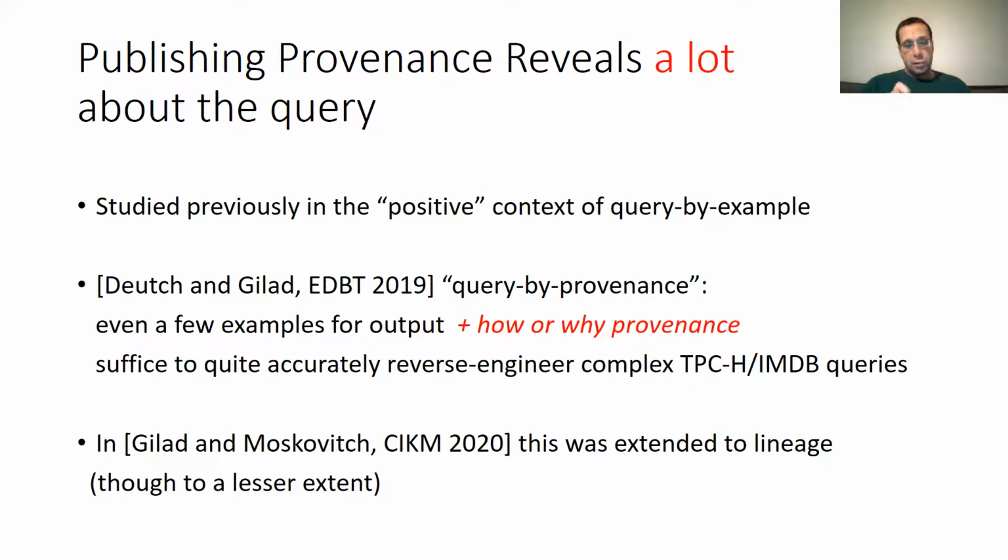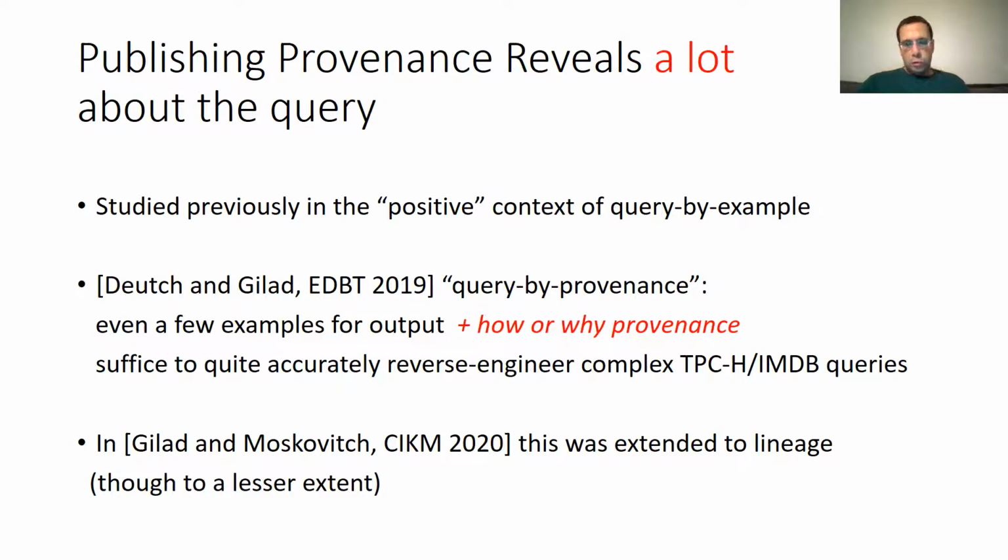And the explanations that user gave us in this context actually correspond to models of provenance. So they correspond to how provenance or why provenance, and in subsequent work of Gilad and Moskovich, they corresponded to lineage. And in all such cases, we have been able to reverse engineer even complex queries such as those that appear in the TPCH benchmark with good accuracy. Lineage is a bit more challenging, but still there's only so many plausible ways in which the tuples can connect in a reasonable query.